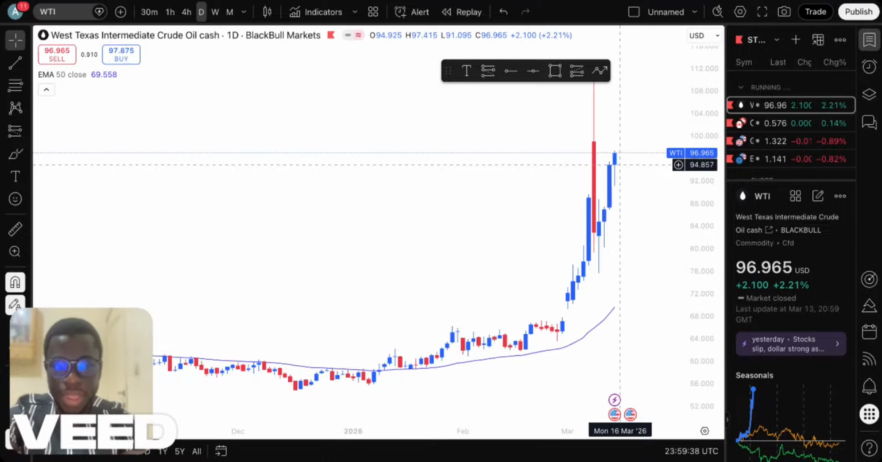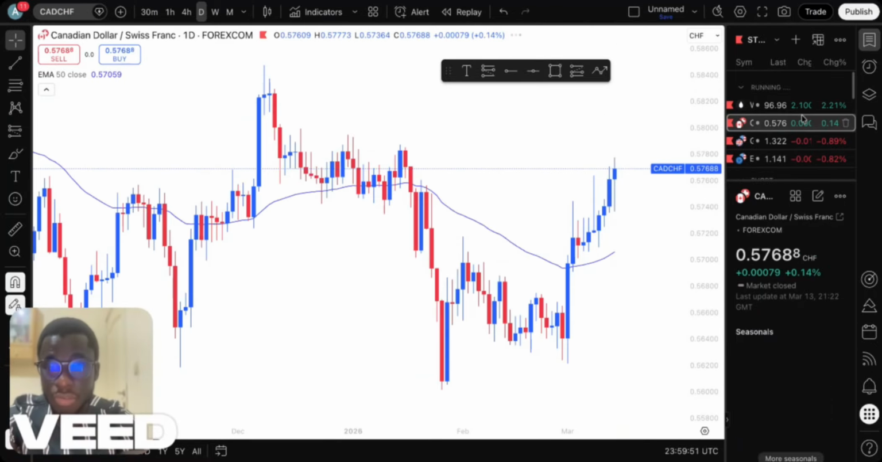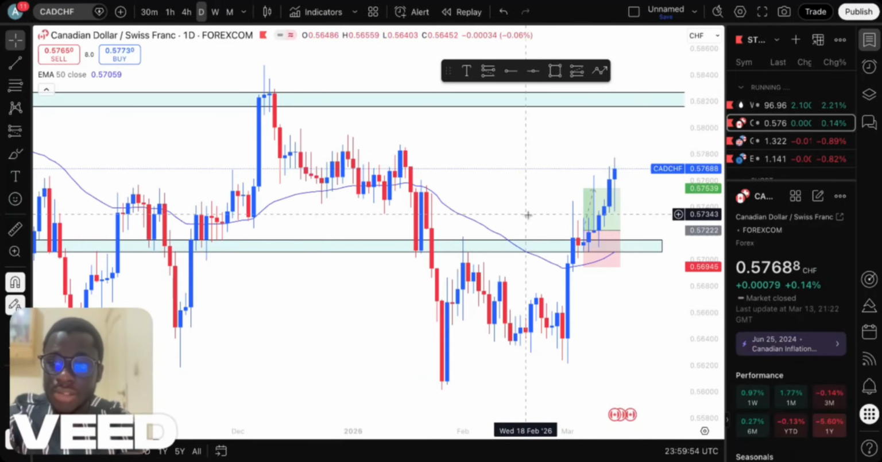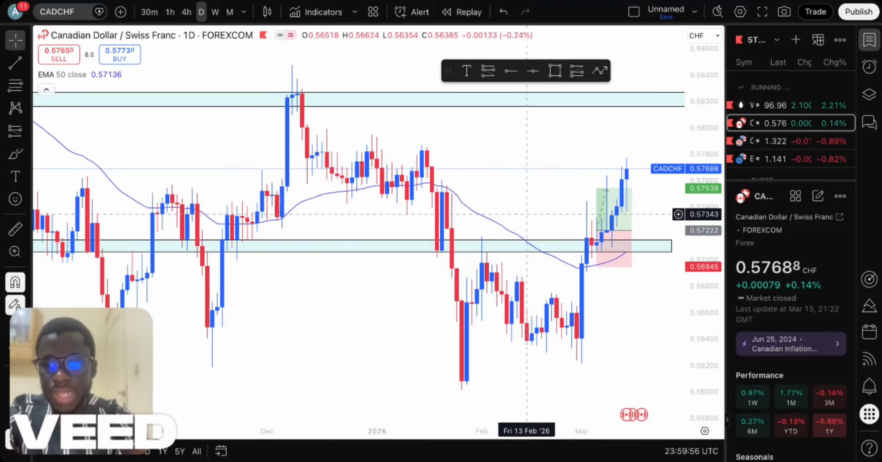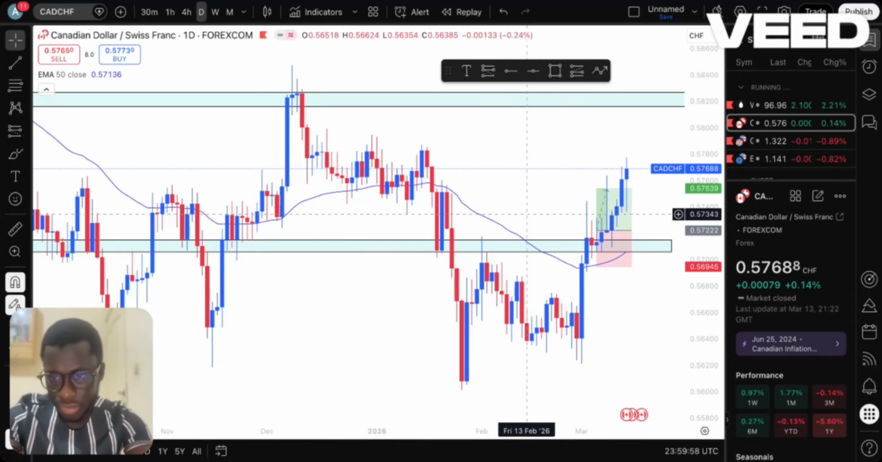Okay, so if Canada sells a lot of oil and there's less oil in the market, they can raise the prices and make more profit from that. That means that the Canadian dollar will gain in value, which brings me to the position that I took around the Canadian dollar. That's the fundamental side. Let's go to the technical side.